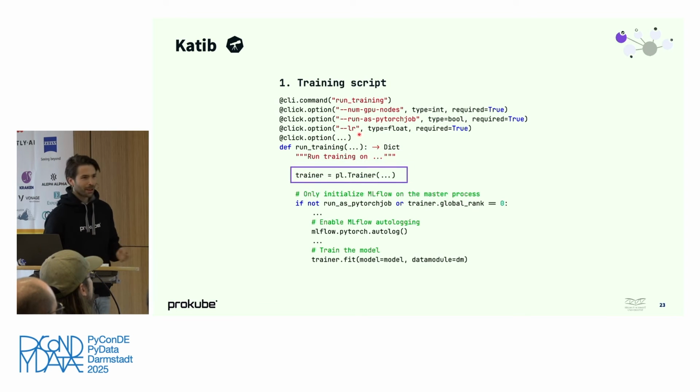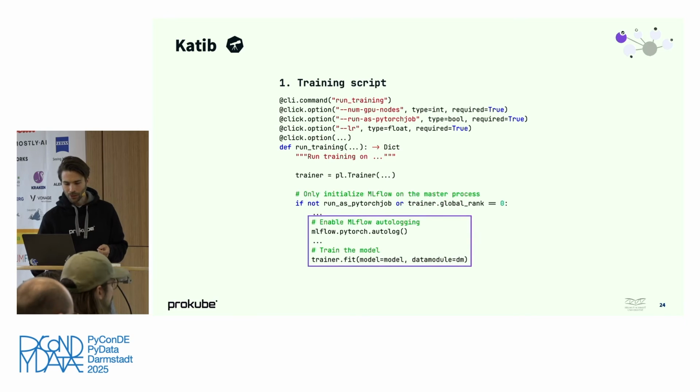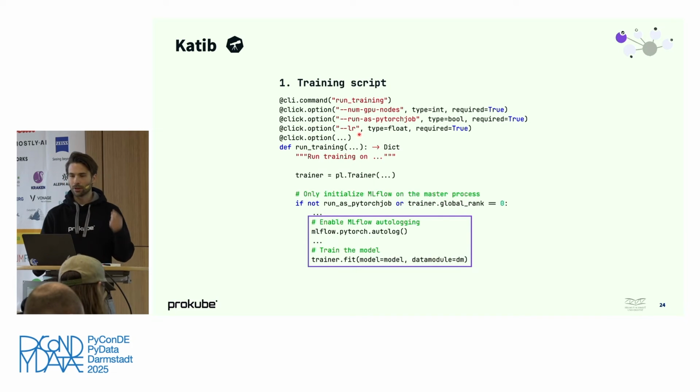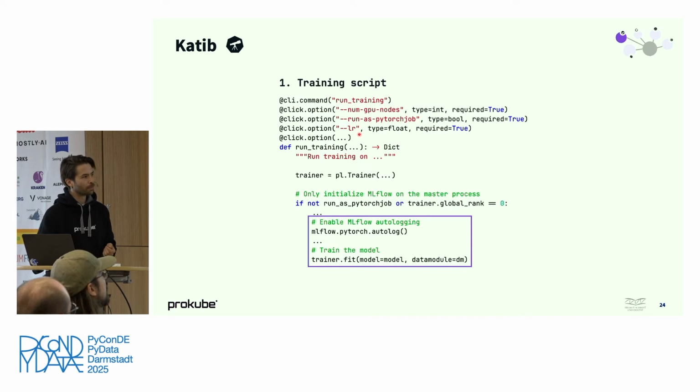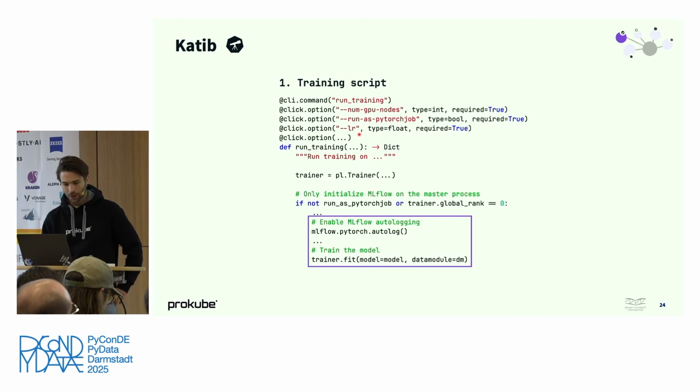So we use PyTorch Lightning, so this PL is imported from PyTorch Lightning to initialize the trainer. And we use MLflow to log the validation loss and so on, and also the model. And then finally we say model.trainer.fit. I assume most of you know how this stuff works.